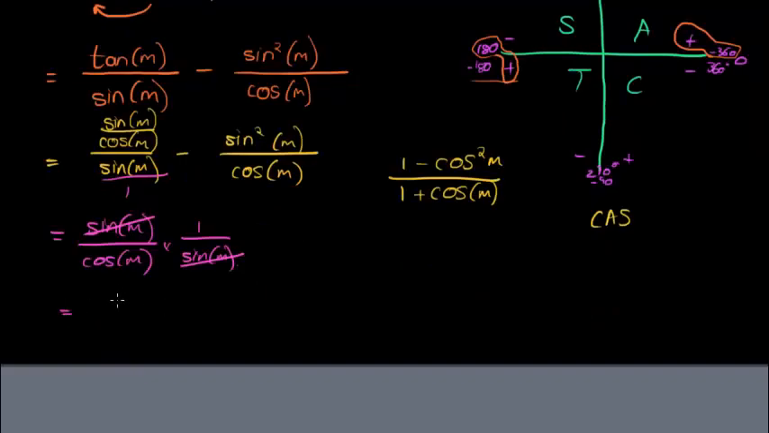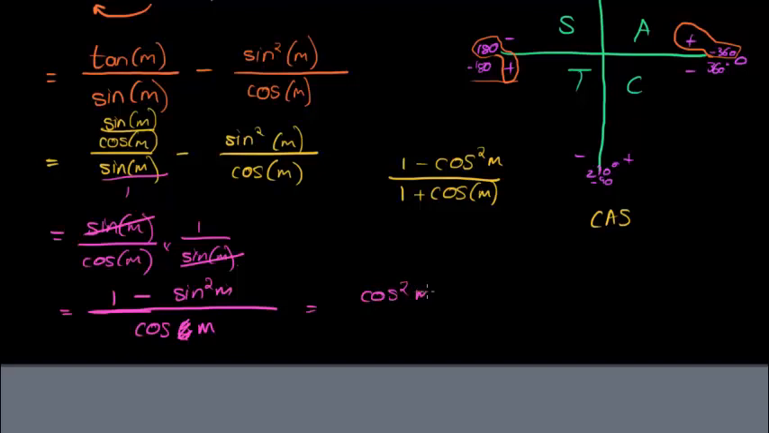So I've got 1 over cos, but this is also sine over cos, so I've got the same denominators, so I've got 1 minus sine squared m, that's not theta, that's m. 1 minus sine squared m is cos squared m, over cos m. This just means I've got two factors of cos in the numerator and one in the denominator, so one of the numerator's cancels with the denominator, and I only have left cos of m. Again, beautiful question.